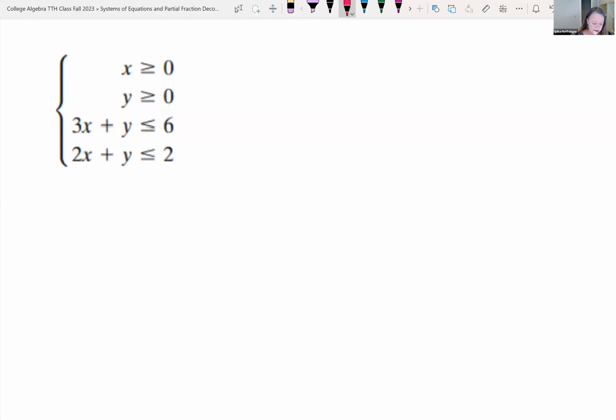So if I was to graph this, x is greater than or equal to 0, well, x equals 0 is that y-axis. And so x equals 0, again, is this y-axis. But I'm looking at things which are greater than or equal to 0, so it's a solid line when I graph x equals 0. And anything to the right of that line works for that inequality.